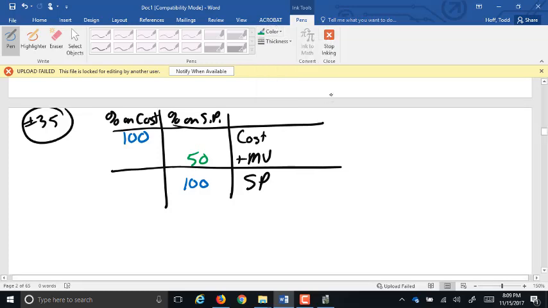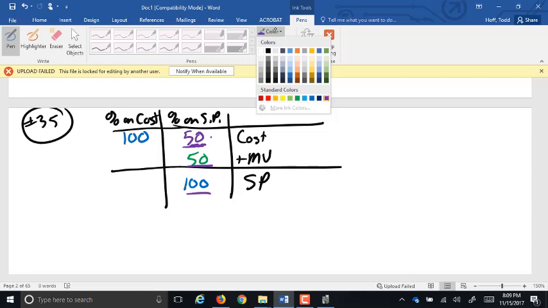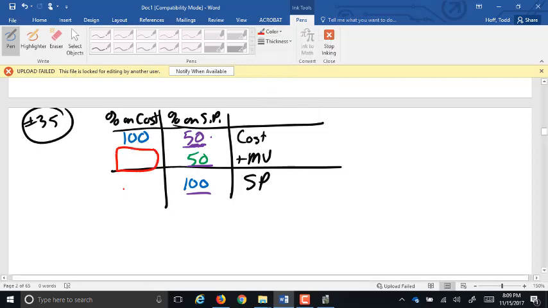So that allows us to figure out what this number here is, which would be 50. Because cost plus markup has to equal selling price. 50 plus 50 equals 100. We find the percent markup on cost, which is this number right here. Cross multiply and divide. 100 times 50 divided by 50, which would be a 100% markup on cost.